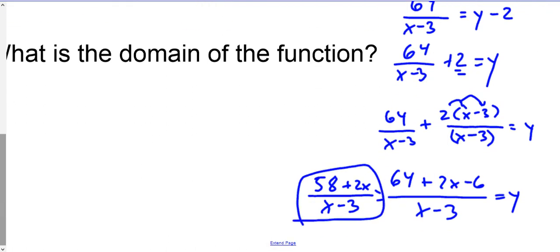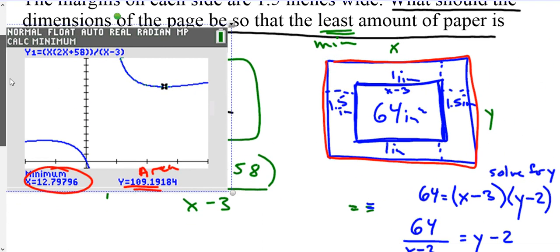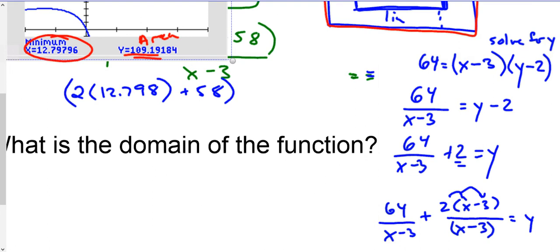So we're going to plug in that 12 we have. Let me look at this again. We'll have our 2x, and our x is going to be 12.798, around 3 decimal places. That's going to be plus 58. We're going to divide that by x, so it'll be 12.798, and that's going to be minus 3. And I believe that is correct, and that's our y value.